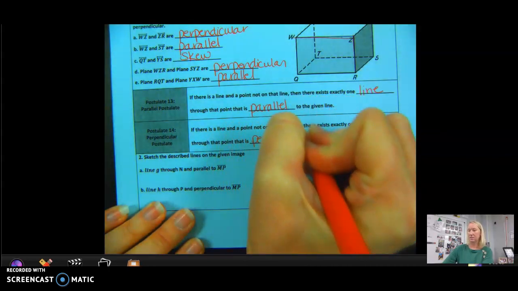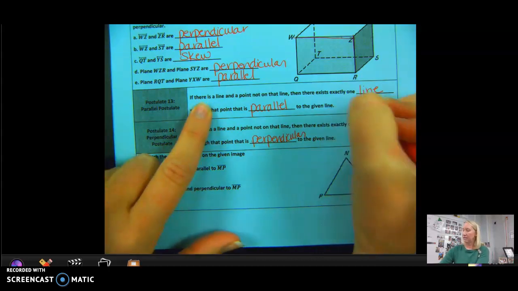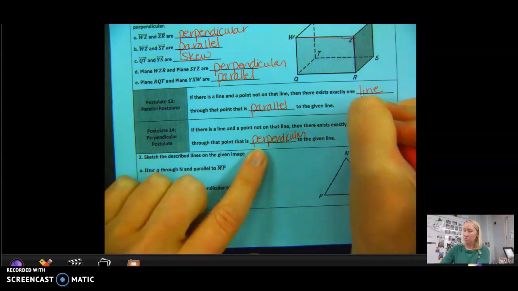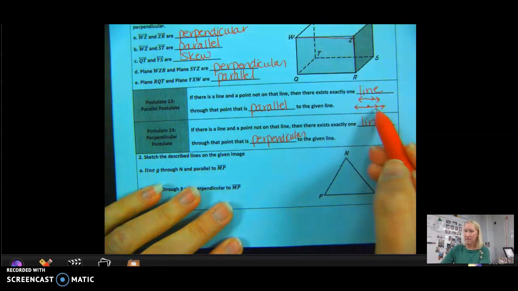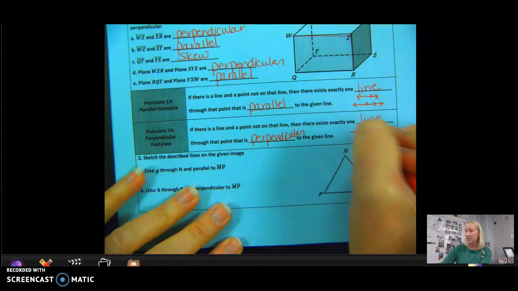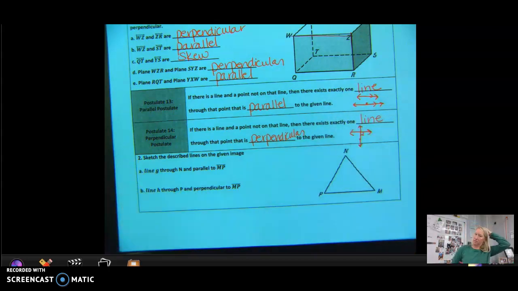Okay, let me draw a picture to help you. So if there's a line, and a point not on that line, there's only going to be one line that goes through this point that will be parallel to that. Oh, and guys, the symbol for parallel looks like another arrow in the line. Same thing here. We have a line, we have a point not on the line. There's only going to be one line that goes through that point that makes these two lines perpendicular, is what this guy is saying. Sketch the described lines on the given image.